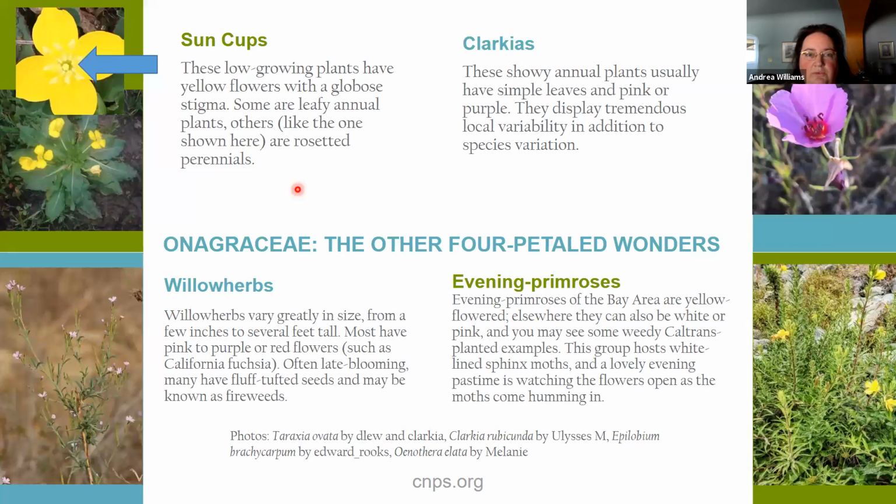Some of them are leafy annuals, and some of them are rosetted perennials. Clarkias, really showy plants, usually simple leaves and pink to purple flowers. Enormous variety and tremendous local variability, as well as within species variability. So I can usually get it to a Clarkia, not always to species, just because a lot of them are so different or so similar in their difference. Evening primroses, so the ones in the Bay Area are yellow flowered. Down in the southern part of the state, they can be white or pink.